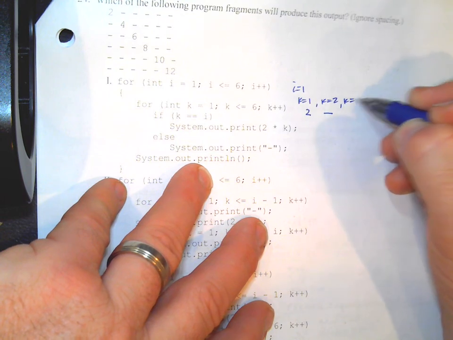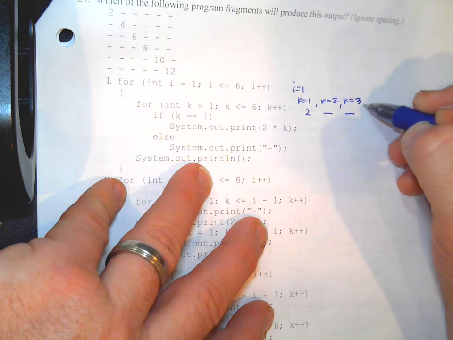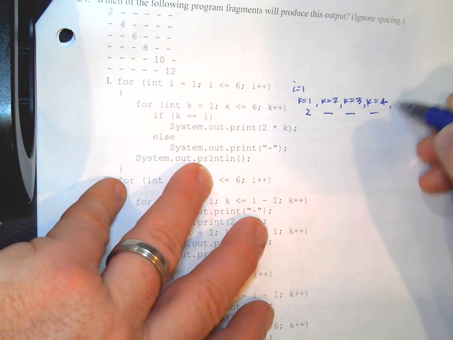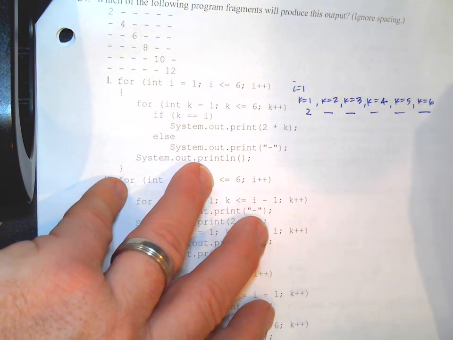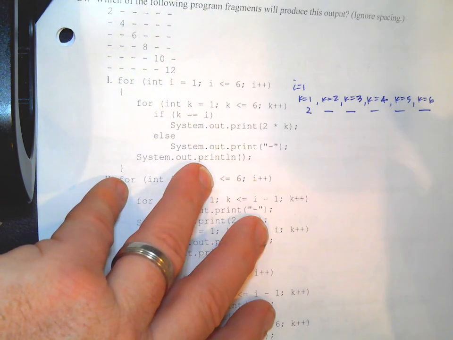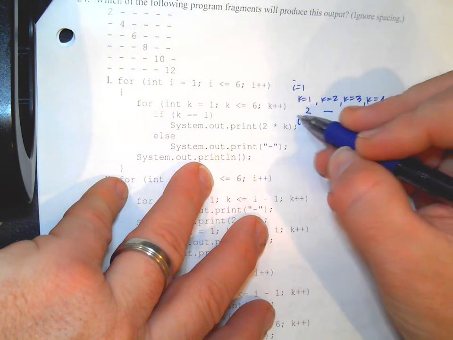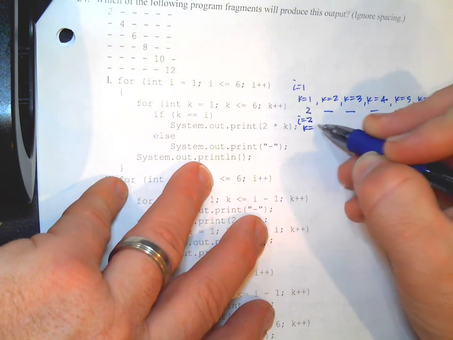And then it goes to k equals 3, and it doesn't equal 1, so you get another dash, and then it goes to k equals 4. And you get another dash, and k equals 5, and you get another dash, and k equals 6, and you get another dash. So far so good. That matches that, right? All right, so then i goes to 2, and k starts back at 1.